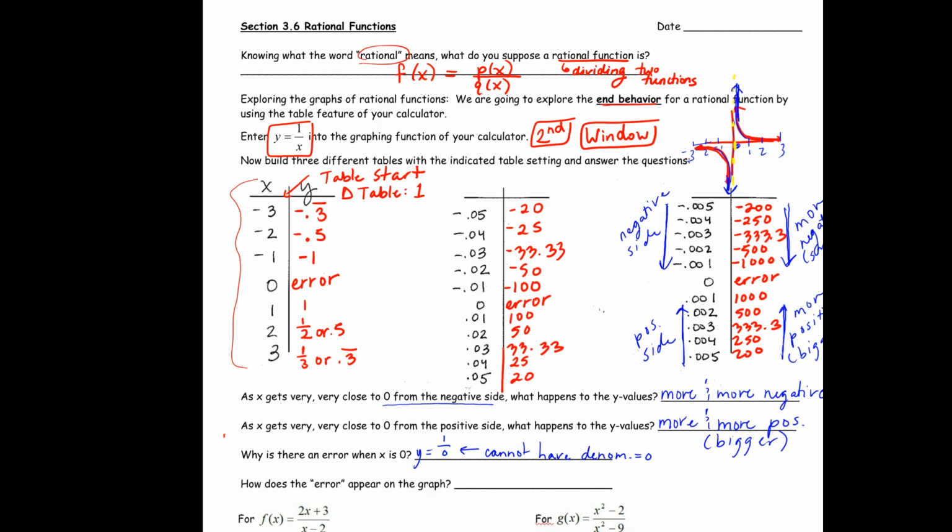What's happening there? All the numbers are approaching that, right? There's no solution at 0. And do you see that it kind of looks like a vertical line, like all the numbers are approaching this vertical line? Wherever x is equal to 0 in the denominator, that's called a vertical asymptote. So how does the error appear on the graph? It appears in the form of a vertical asymptote.